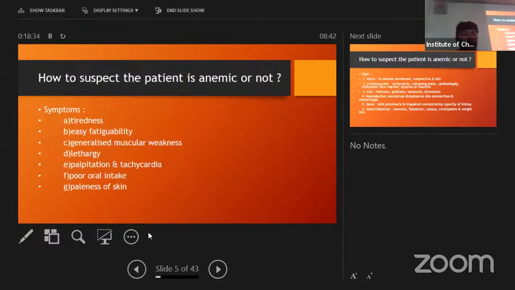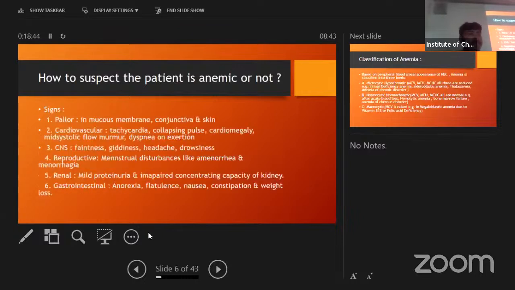How to suspect whether the patient is anemic or not? The symptoms are tiredness, easy fatigability, lethargy, palpitation and tachycardia, paleness of skin, etc. And the signs are pallor in mucous membrane, conjunctiva, tachycardia, collapsing pulse, faintness, giddiness, menstrual disturbances like amenorrhea, menorrhagia, etc.